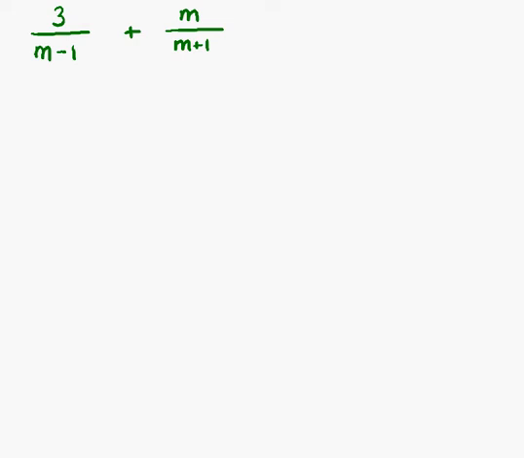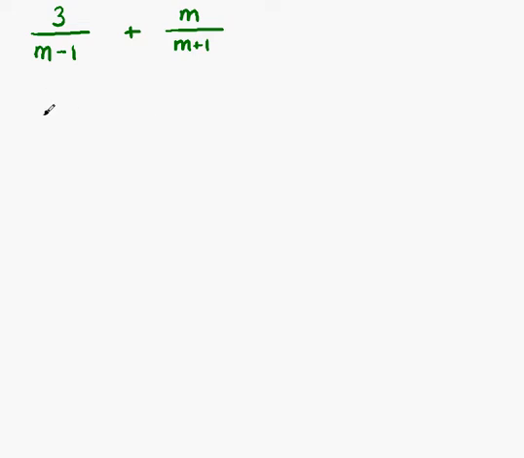This is example number 4. We have 3 over m minus 1 plus m over m plus 1. Remember, we can't add these together until we get the same denominator on both fractions. And if we remember our previous examples, the best way to get the same denominator on both fractions is just to multiply the denominators together.